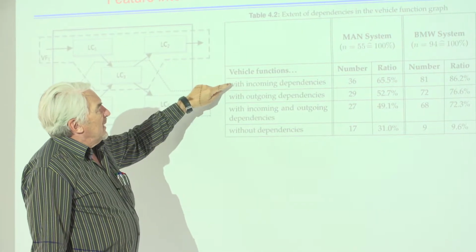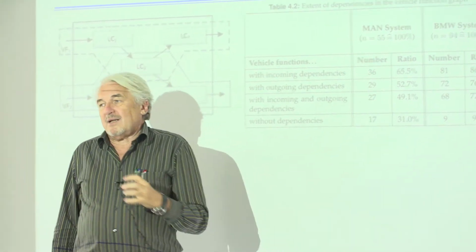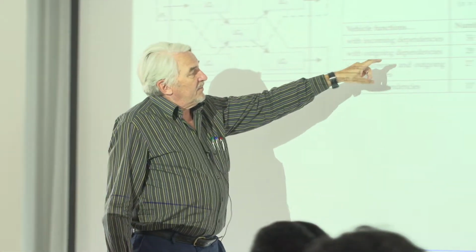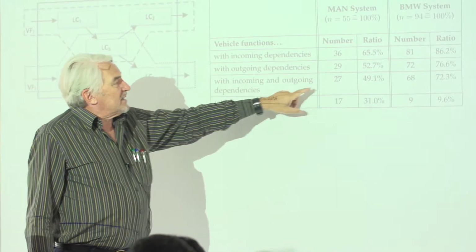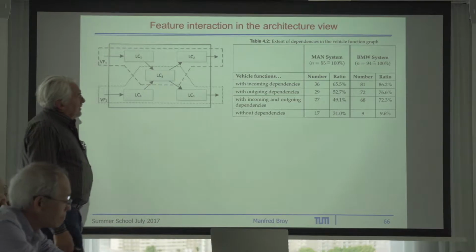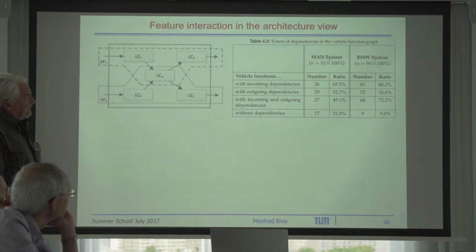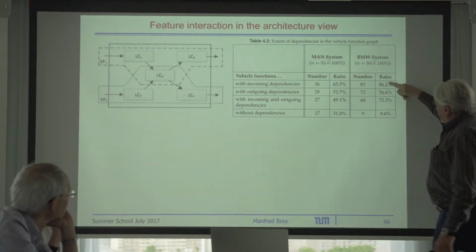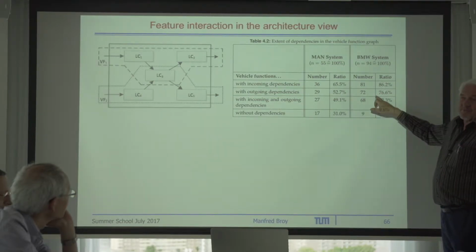Here you see the number of functions, out of the 55, with incoming dependencies. Incoming dependency means they have feature dependencies from other functions. Of 55, there were 36. Outgoing dependencies we had 29, and we have 27 functions here which had both incoming and outgoing dependencies. Only 17 functions were without any dependencies. With the passenger cars, the numbers were even higher. Here you see the percentage. You get an even higher number. This, by the way, shows that truck systems are simpler than passenger car systems.